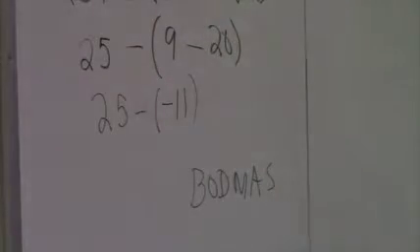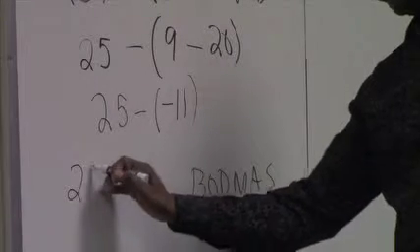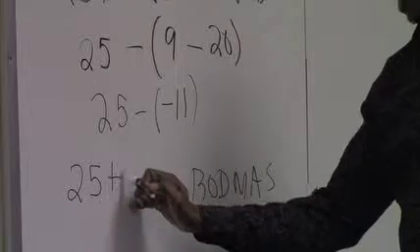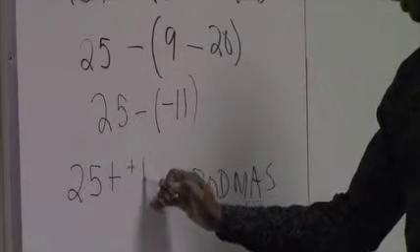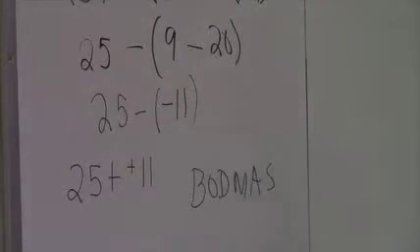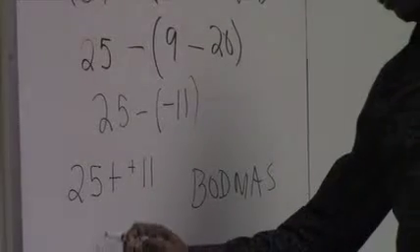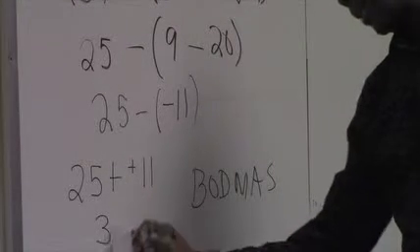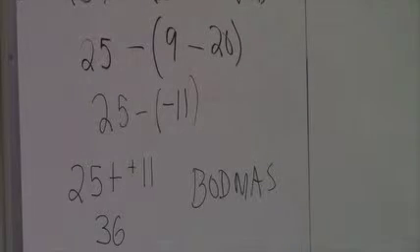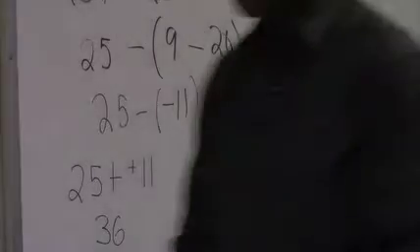So basically, I'm saying 25 minus negative 11 can be computed by adding the opposite. The opposite of negative 11 is 11, and this is going to result in 25 plus 11. That's going to be 36. So we have our answer here to be 36. Basically, substitute, then perform the operations.